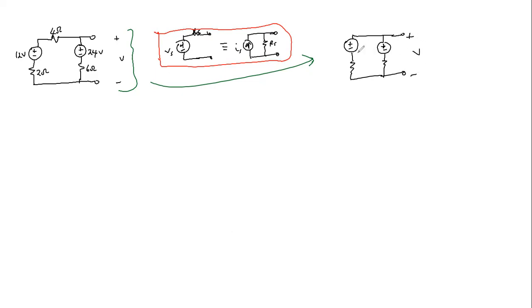Also minus V. So this is 6 ohms. This is 24 volts. This is 12 volts. And then this is 4 ohms plus 2 ohms. That's going to give us 6 ohms.